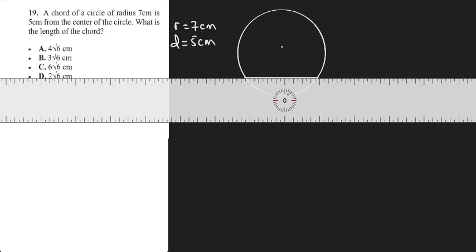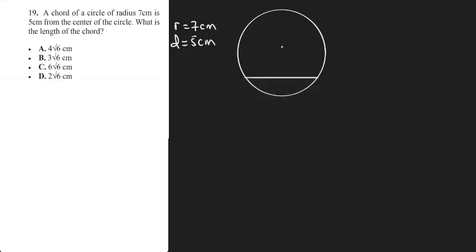We have a line here. That means the distance from this point here to this chord here is 5 centimeters. So you can use a line to represent it. This is 5 centimeters here. And the radius, you know, is a line from the center to any point on the circumference. So from here to here is a radius, and also from here to here. That means this side is 7 centimeters and this side is also 7 centimeters.